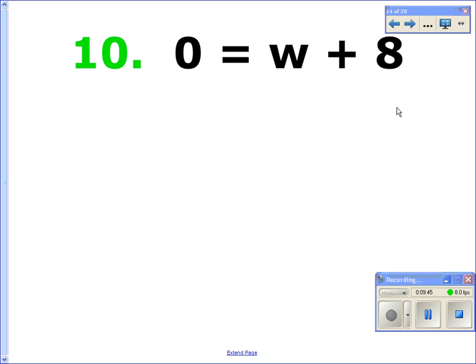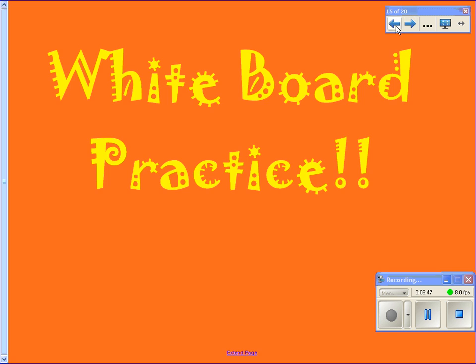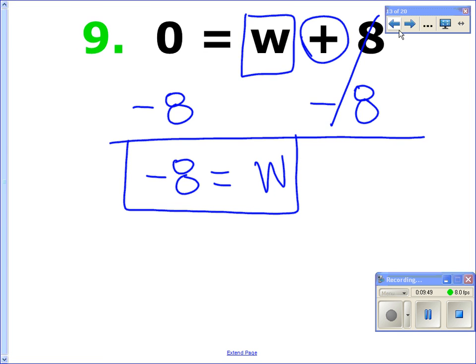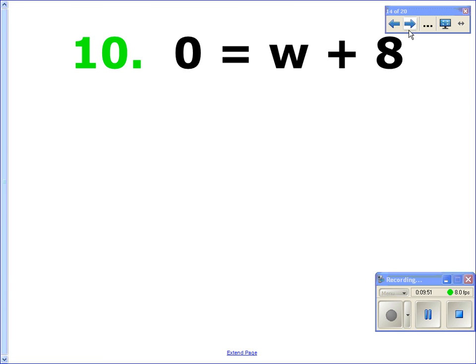Okay, last one. Oh, that's the same one. So that was our last one. Sorry. If you need to rewatch the video, you can get on School Web and watch it. If you are good to start your homework, you can start your homework. Okay, remember to box your variable, circle your operation, and do the opposite of what you see.